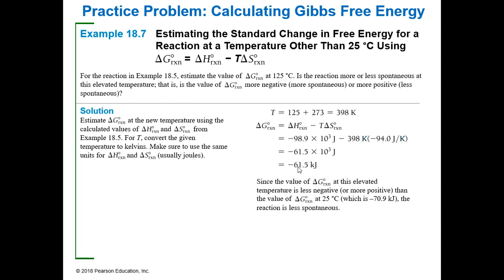So let's see. We're at a new temperature, right? We got a negative 61.5 kilojoules, which is less negative, or more positive, than what we had at negative 70.9 kilojoules. Therefore, this reaction is actually less spontaneous, right, because it ended up becoming a more positive value. It got closer to 0. Therefore, at an elevated temperature, this reaction is actually less spontaneous. So we can compare it, right? The more negative the number, the more spontaneous it will be.